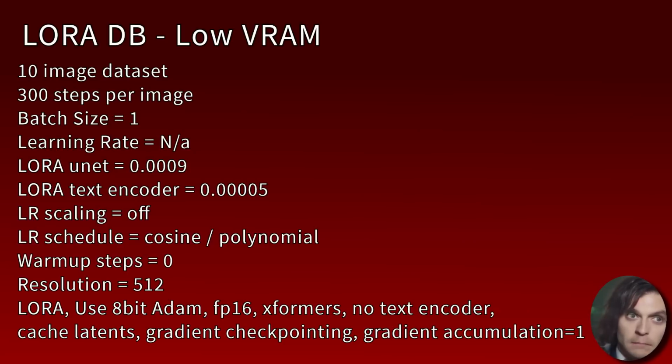For the absolutely minimal VRAM settings, again with LORA, we've got the 10 image dataset still, 300 steps per image, so that's all the same. Batch size of 1 this time, so right down to the very minimum. Of course, the UNet and the text encoder training I'm leaving the same, as with the scheduler and the warm-up steps. Resolution 512, so dropping the resolution will use a little bit less VRAM. Using 8-bit Adam, that uses even less VRAM. Xformers, no text encoder, so that uses even less VRAM. And I am caching the latents. In this particular case, it got all the way down to 5 gig.